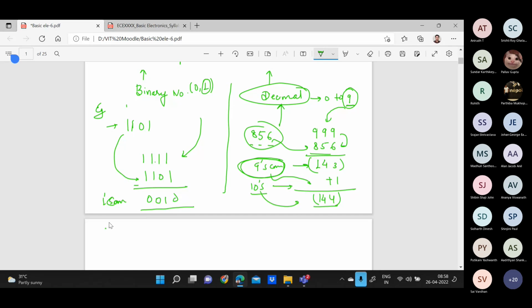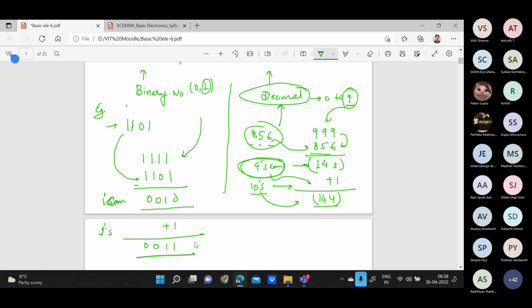Even if it's a five-digit number, we also have to take five ones. I will give you another example also, okay? So this is the ones complement, understand? If you want the twos complement, what do you have to do? Plus 1. So it will give you 0, 0, 1, 1, right?